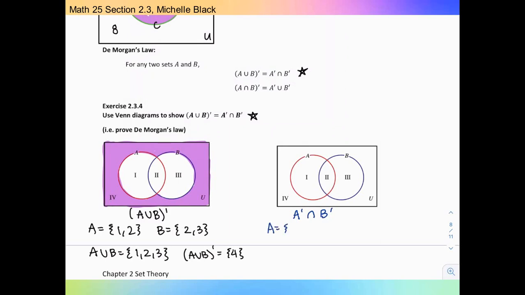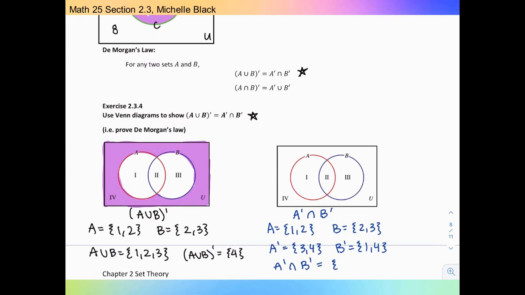Again, we know that set A contains 1 and 2, so that means that A complement would contain 3 and 4. We know that B contains 2 and 3, so what would be in B complement? Well, that would be 1 and 4. Remember, it's everything that's in the universal set, but not in the set we're looking at. And we want to find the intersection of these two sets.